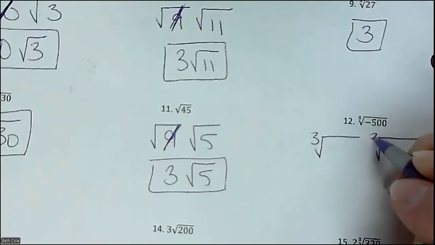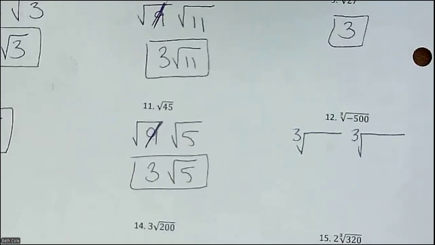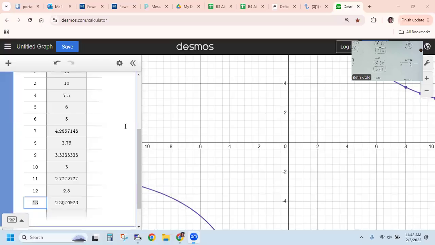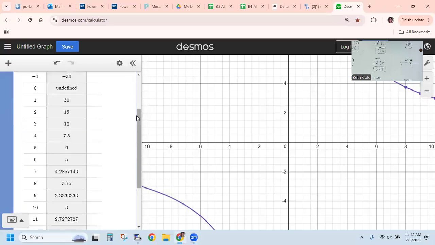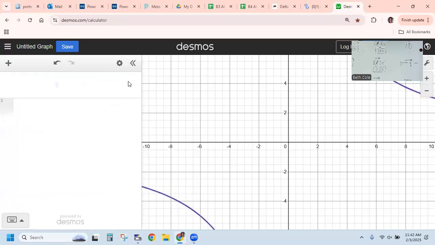All right, so draw yourself 2 little houses with 3s in front. I will type this one in for us. Now, this has a negative. It just means your answer is going to be negative. Don't worry about that. I'm not going to bother typing the negative in here. I usually don't. Just means you'll have a negative in your answer.